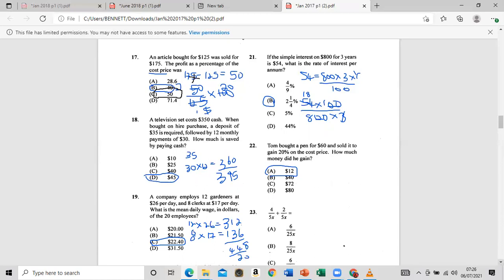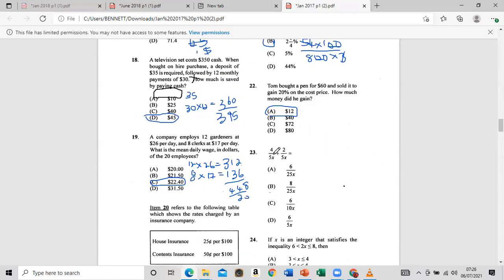Right. This one now, 4 over 5x plus 2 over 5x is equal to, just add the numerators because the denominators are the same. So this remains 5x, and the numerator is 6. So that is D.